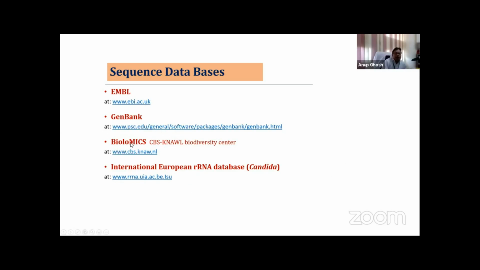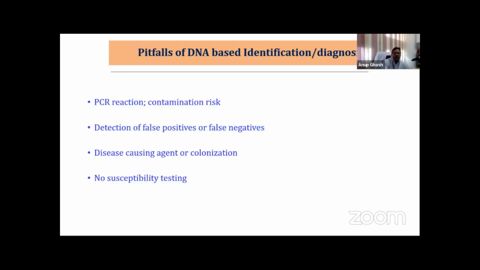Then Bionomics, it is a CBS site. You can try this. Then the International European RNA Database. And there are some others also. Recently, ISHAM has introduced the ISHAM DNA barcode database. That also you can check. So this is the way we are checking the database. We are matching our sequenced data, and we come to know the conclusion or the final diagnosis.